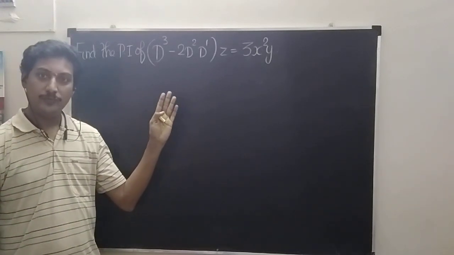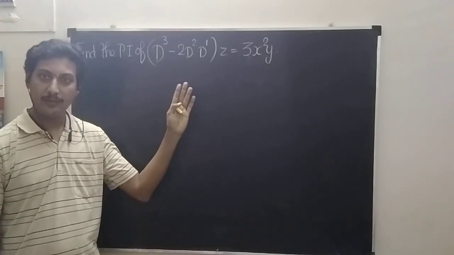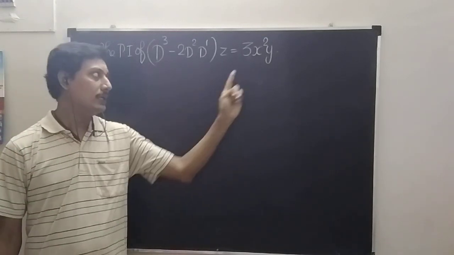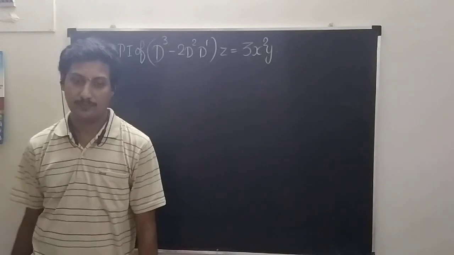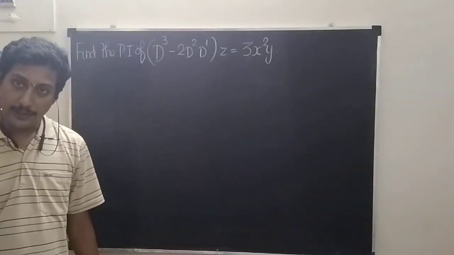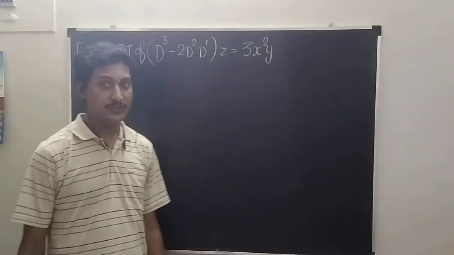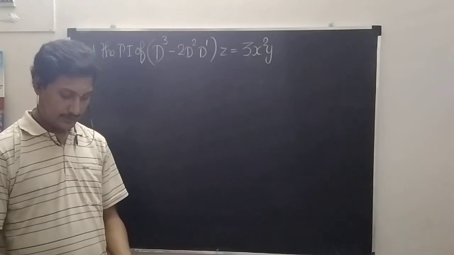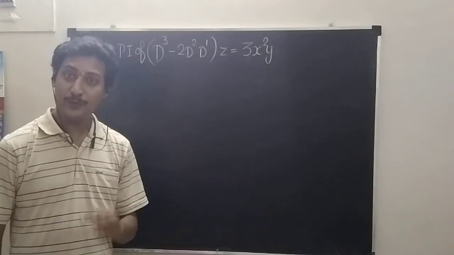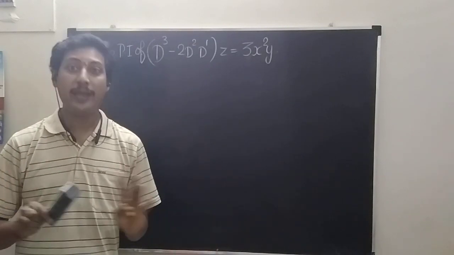We are going to learn how to get the particular integral of the polynomial function. We already saw how to get the particular integral of the exponential type and trigonometric type. Now this time it is polynomial type. For polynomial type, no replacements are possible. The only thing is expansion. We have to expand it.